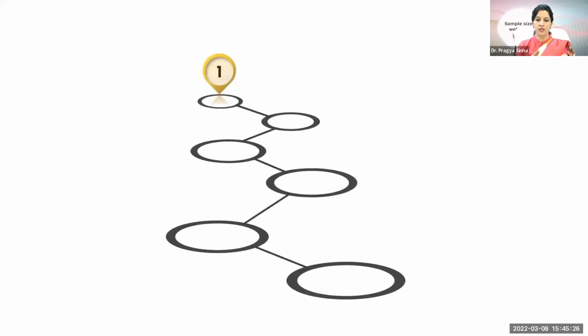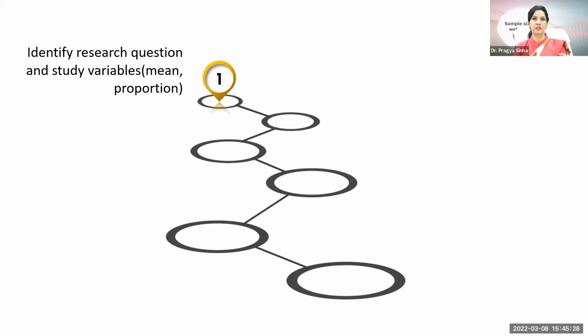Now there are a few steps. We have done this in the cross-sectional and in the case control, again repeating the same thing. What are the steps in the sample size calculation? The first step is you identify a research question, and then you define your study variables. What that study variable is, whether you are taking it in the form of a mean or in the form of a proportion.